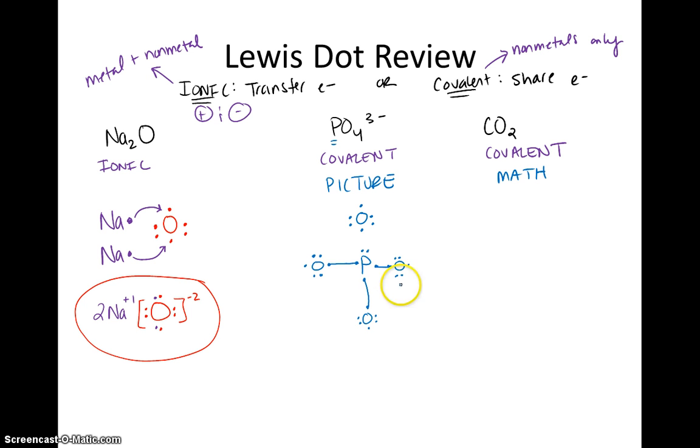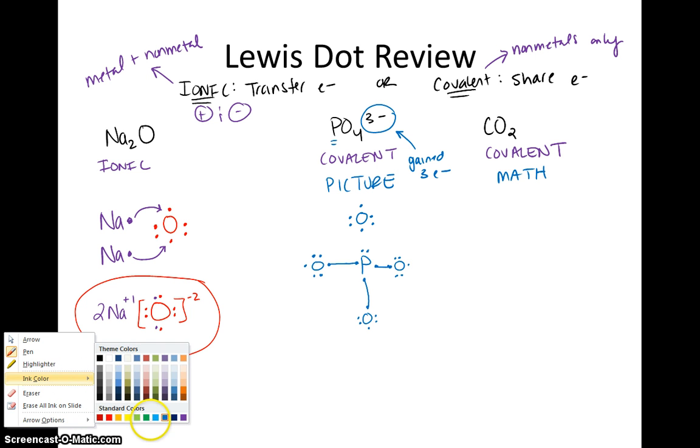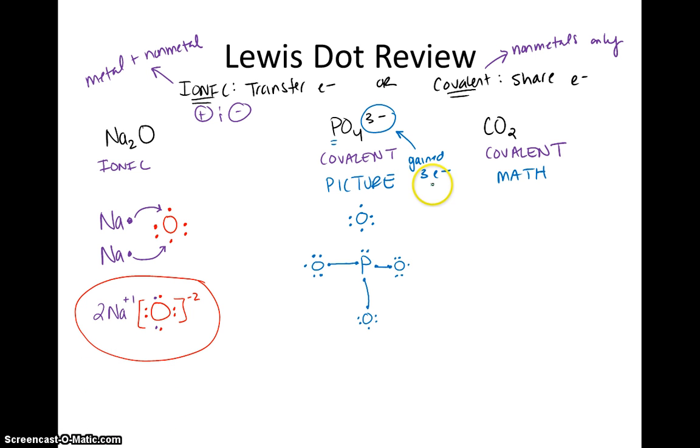Now, if we think about my P right now, he's happy with 8 electrons, 2, 4, 6, 8. But right now, these O's aren't happy. They all have 7, which means they want 1 more electron. This negative charge, remember, tells me that this picture has gained 3 extra electrons. So what I can do is I can put those in my picture using triangles.